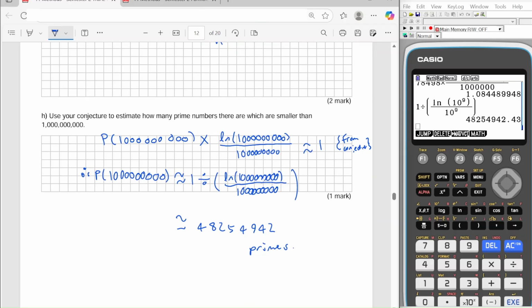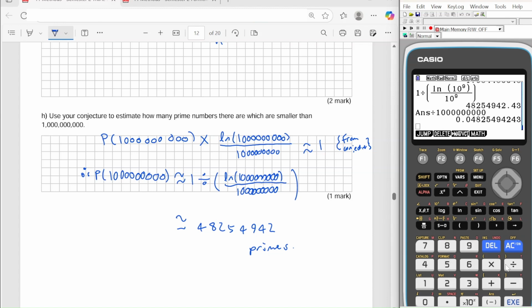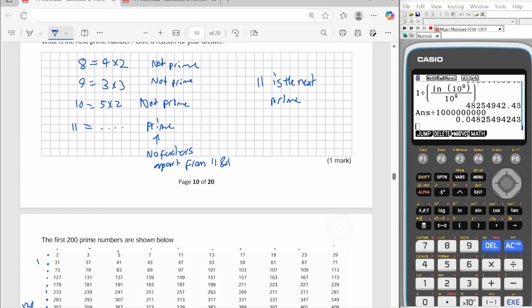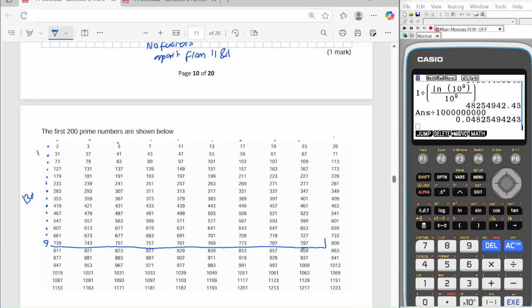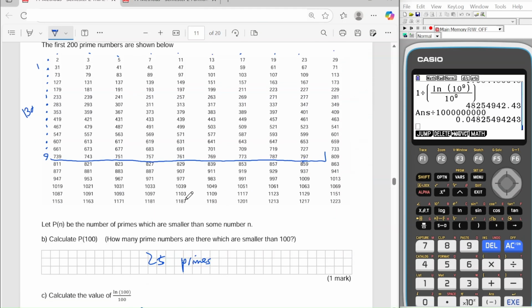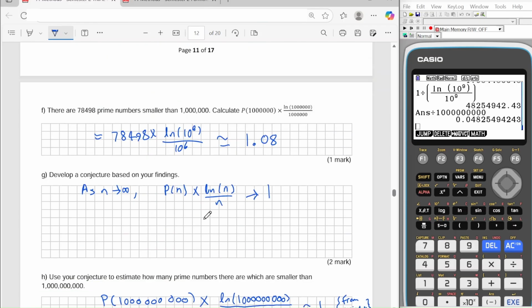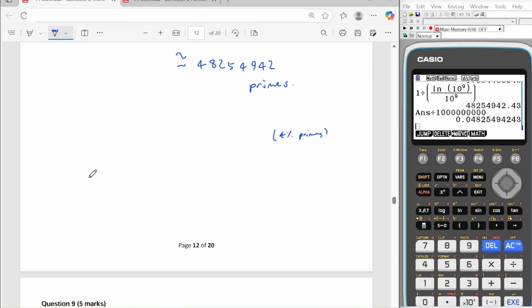Now, just so we've got an idea of whether this answer is sensible, I'm going to take that answer I just got and divide it by a billion. So I'd expect about 4% to be primes. Now, earlier on, when we looked at this list, it looked like a lot bigger than 4% of the numbers were primes. Maybe like half of them were primes. But as you get to larger numbers, they get really spread out. So 4% actually seems somewhat appropriate.